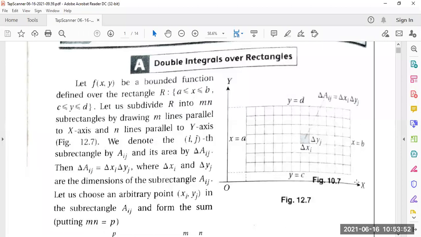So here in the picture, the x-axis and y-axis cut at the point 0. Here we are taking the y equal to d line, that is the y equal to c line, this one is the x equal to a line, and this one is the x equal to b line.